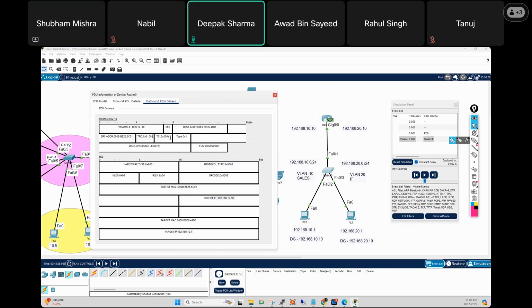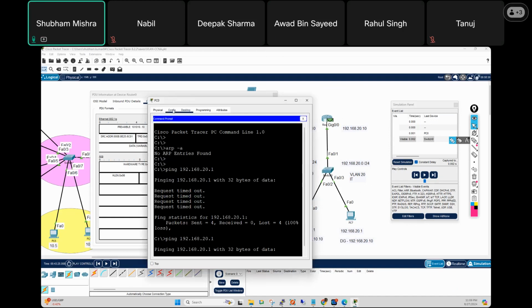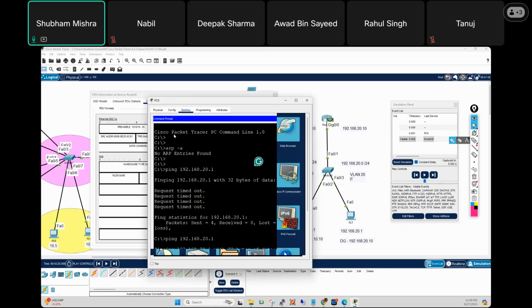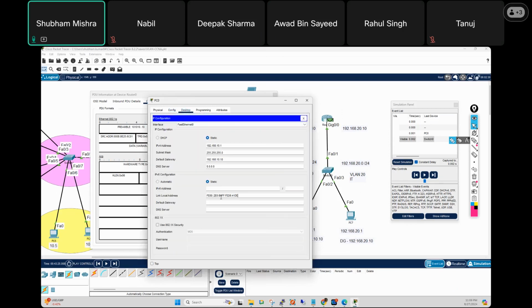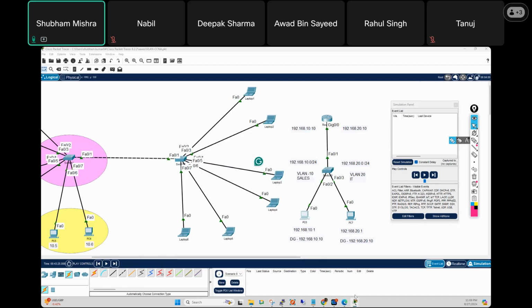Okay, now this is the ARP packet. What is the destination MAC address? PC0, 41DE. Alright, 41DE. Okay. What is this PC's MAC address? 41D. Are you clear? What happened?